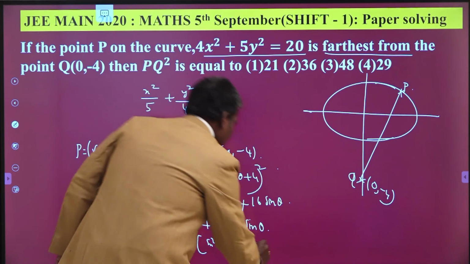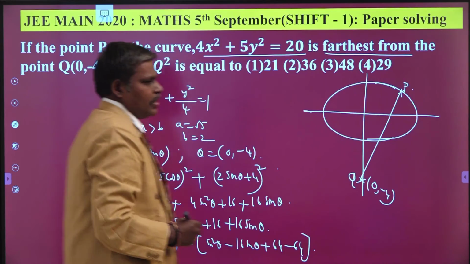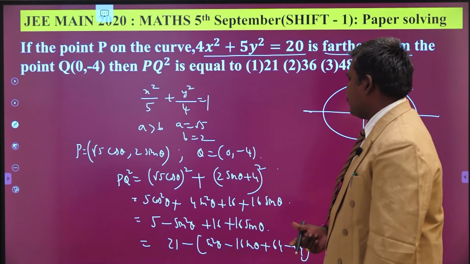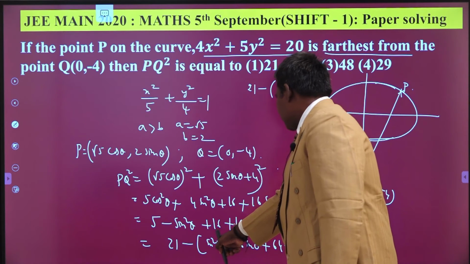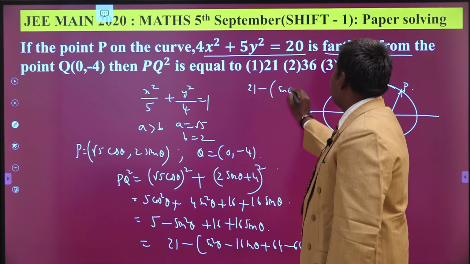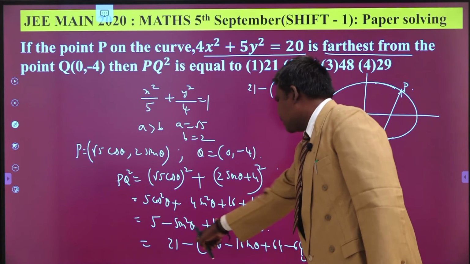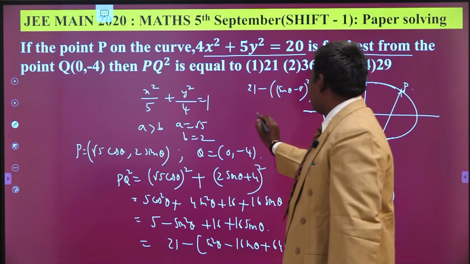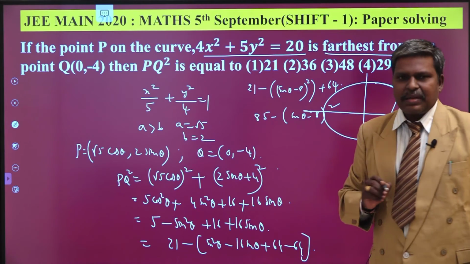To get the complete square, I am adding 64 and subtracting 64. To get the complete square, then only we can easily write the maximum or minimum values. So 21 minus of (sin square theta minus 16 sin theta plus 64), we mean (sin theta minus 8) whole square. Again we have minus of minus, plus 64. Am I correct or not? This is nothing but 85 minus (sin theta minus 8) whole square.